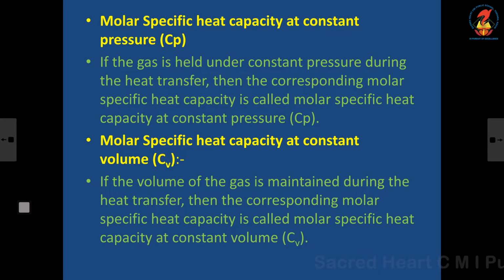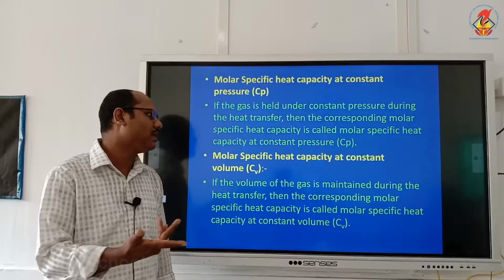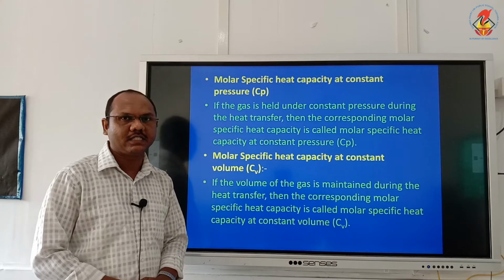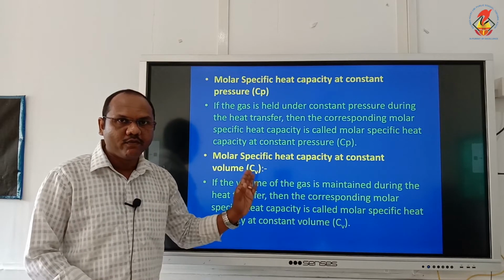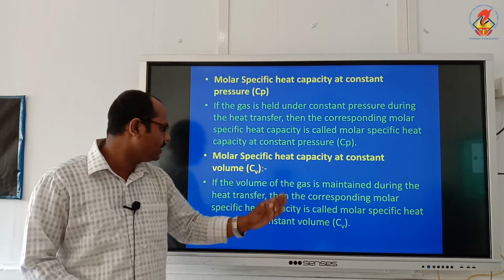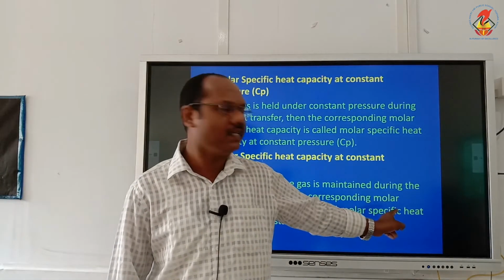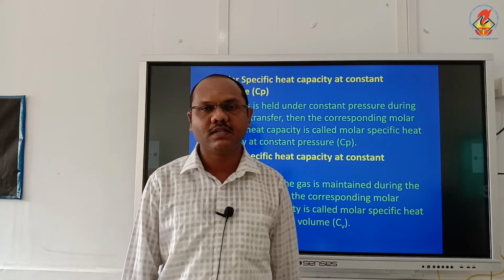The gas is held under constant pressure during the heat transfer. Then the corresponding molar specific heat capacity is called Cp. Similarly, what is Cv? The volume of the gas is maintained constant during the heat transfer. Then the corresponding molar specific heat is called Cv.